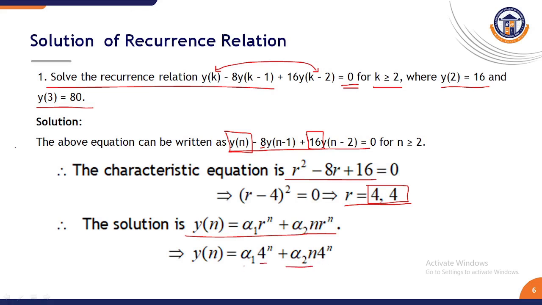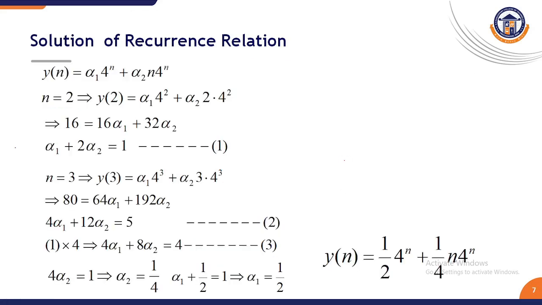Next, to find the values of the constants alpha 1 and alpha 2, apply the initial conditions. The first condition is y of 2 equal to 16. That means replace n by 2 in the general solution of the given recurrence relation. So y of 2 equal to alpha 1 into 4 power n, that is n equal to 2, 4 square, plus alpha 2 into 4 square. Which gives the equation alpha 1 plus 2 into alpha 2 equal to 1.